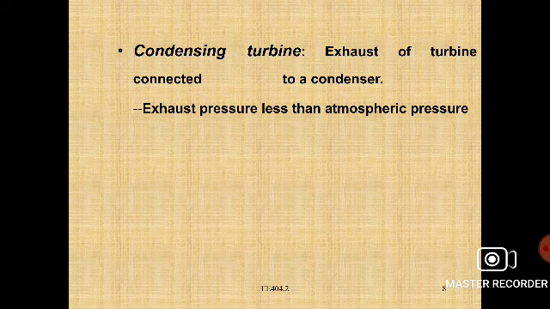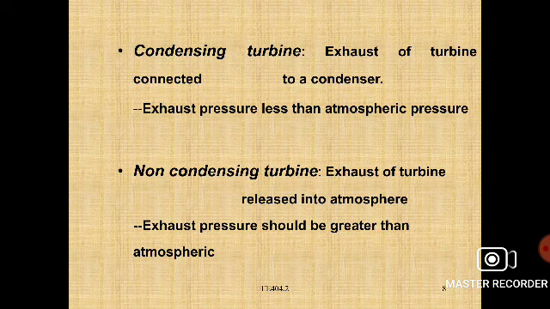Right. Next one, each and everything. What is a condensing turbine? It means the exhaust of the turbine is connected to a condenser, with exhaust pressure less than atmospheric pressure. In a non-condensing turbine, the exhaust is released into the atmosphere, and the exhaust pressure should be greater than atmospheric. Right. That is the main thing.